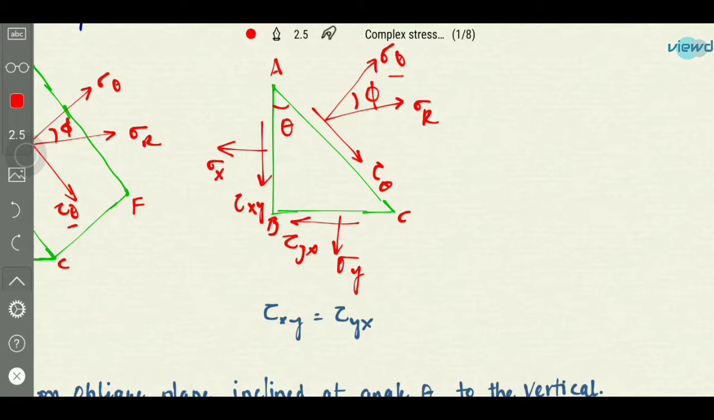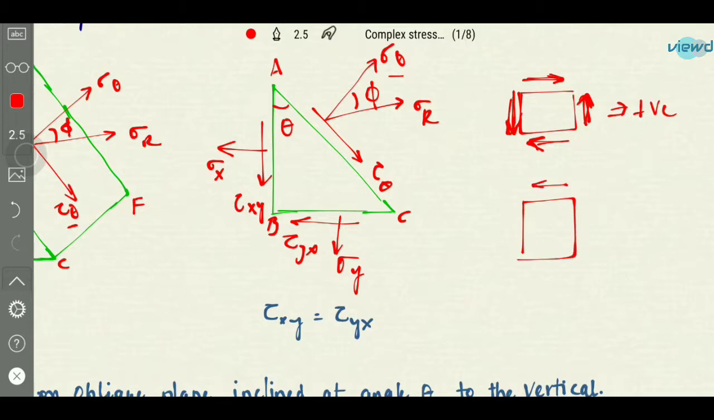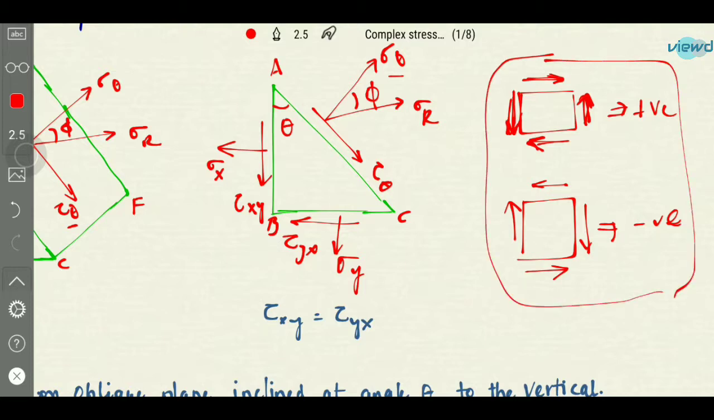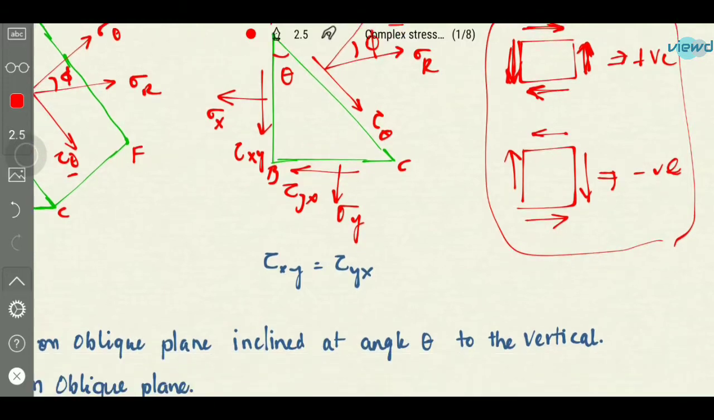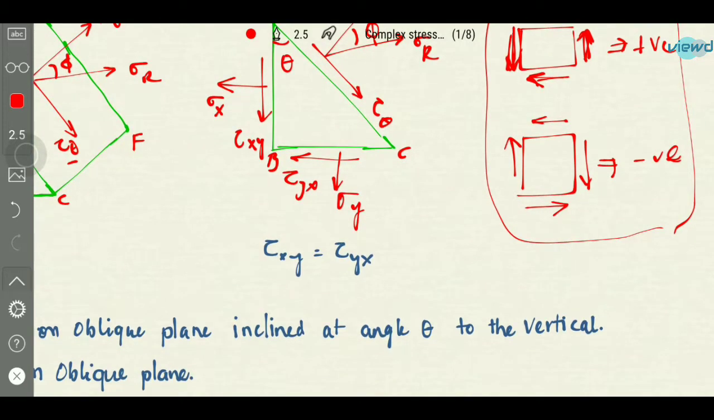The sign convention for shear stress should be considered like this. If the force is applied like this, and the complementary stresses generated are in this direction, one is this one and the other is this one, this is considered positive shear stress. And if the shear stress is applied like this, and the complementary stresses are generated in the opposite direction, then it is considered negative. So why are these positive and negative? I have posted a video on this. You can check it out. The link is in the description.